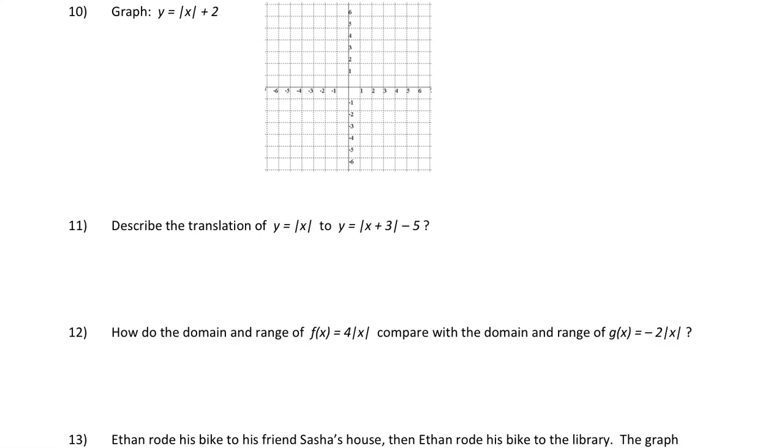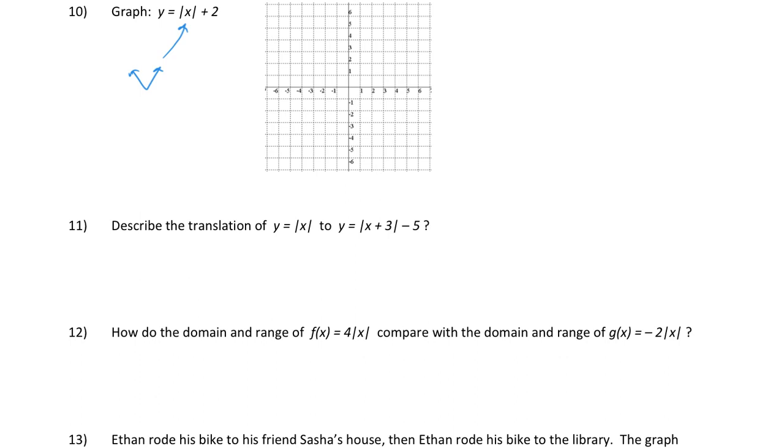All right, so let's take a look at number 10. We're going to graph this function y equals, these are absolute value bars, so the absolute value of x, and then we've got this plus 2 on the end. So just a couple of reminders, absolute value graphs are V-shaped.